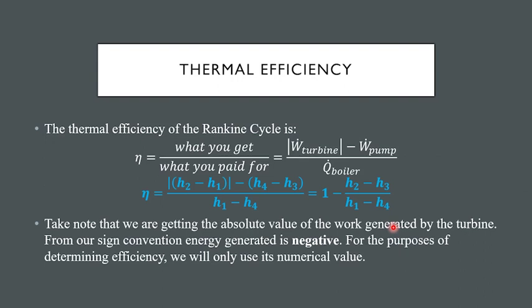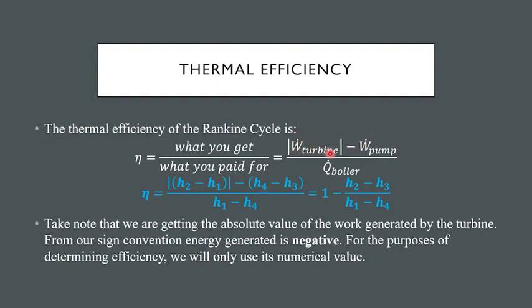If we consider the entire Rankine cycle as one big system, we can characterize its thermal efficiency. Just as what we have discussed from heat engines and heat pumps, we can determine the value of the thermal efficiency with the ratio of what you get over what you paid for. The purpose of the Rankine cycle is to generate shaft work, so therefore what we get is the net power output of the system. The net power output is simply the absolute value of the power generated by the turbine minus the power consumed by the pump.